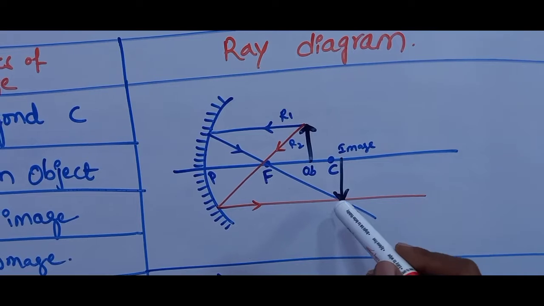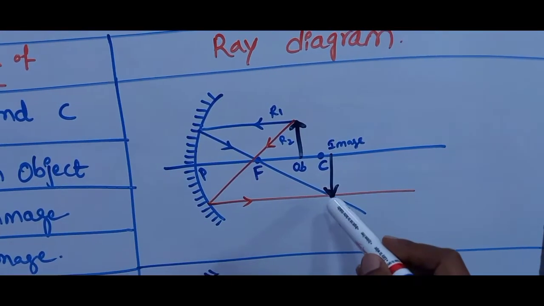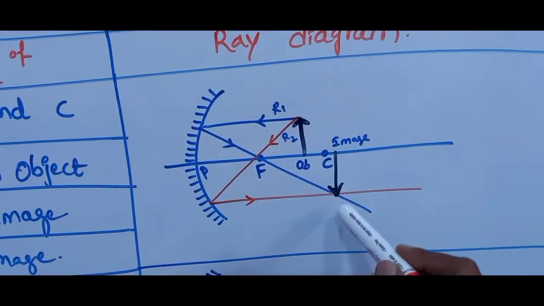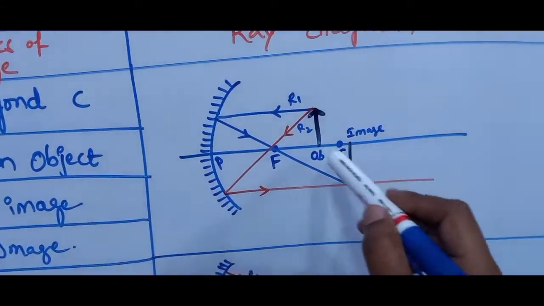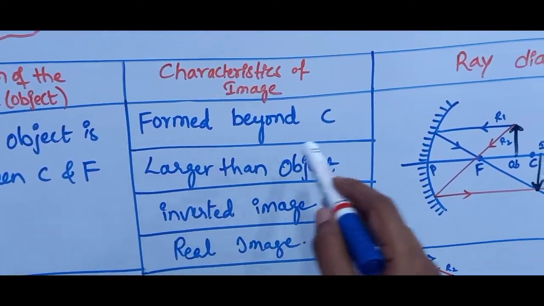And as these rays are coming from the tip of the object, we need to draw the tip of the object only here. So we'll get the inverted image. And if you observe the size of the image, it will be slightly larger than the size of the object. So what are the characteristics of the image here? It is formed beyond C.